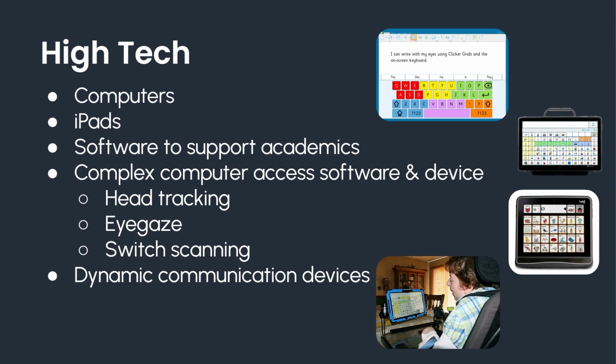Now, high-tech types of assistive technology are things like a large screen computer, some iPads can be considered high-tech AT, various software to support academics, some of those extensions that are out there as well, some dynamic communication devices, as well as some complex computer access software and devices. Some of the computers that we use and support students with have head tracking ability. Some use eye gaze to completely scan and access the device, as well as switch scanning, which is a much more complex system, but is great for those students who might have a complex body.